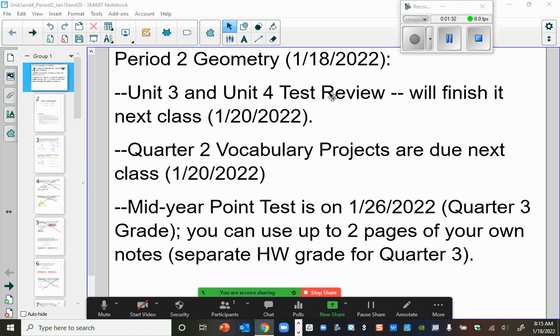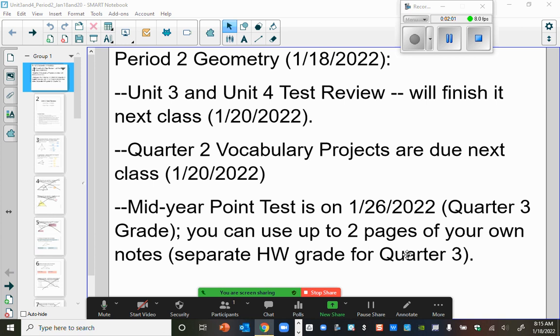Unit 3, Unit 4 test review. We'll definitely get Unit 3 done today. Unit 4, probably start a little bit of it and finish it next time. Vocab projects are due next class. That's the last day of the quarter. And then your mid-year point test is a quarter 3 grade. Remember, you can use up to 2 pages of your own notes. That's also a homework grade for quarter 3.